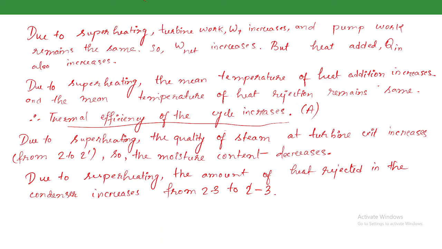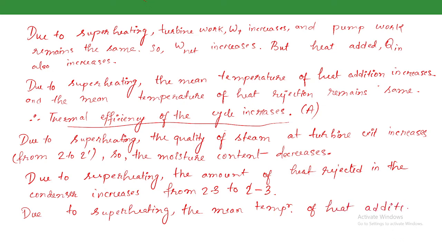So we have already seen that due to superheating the mean temperature of heat addition increases. So due to superheating the mean temperature of heat addition increases. So this is option number D. So the correct options are A and D.